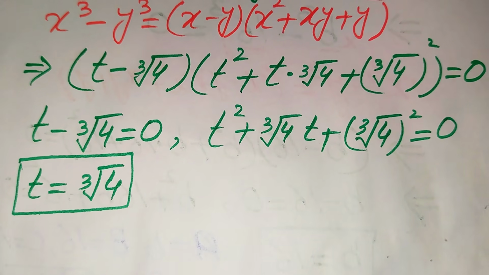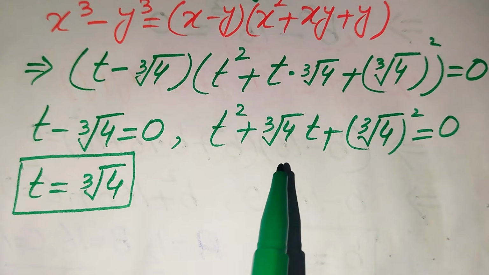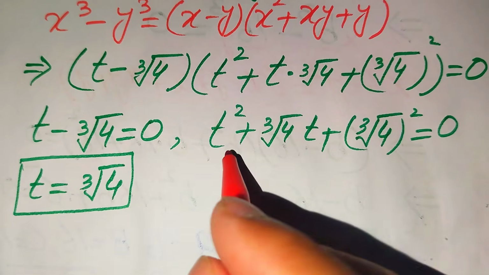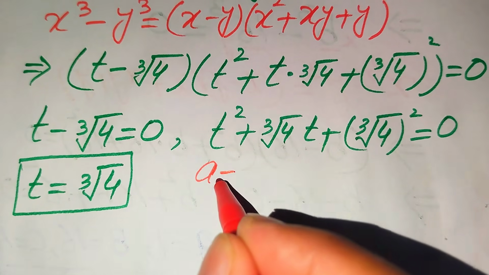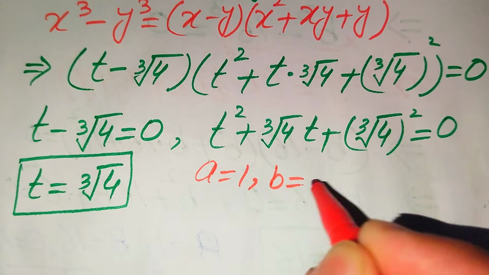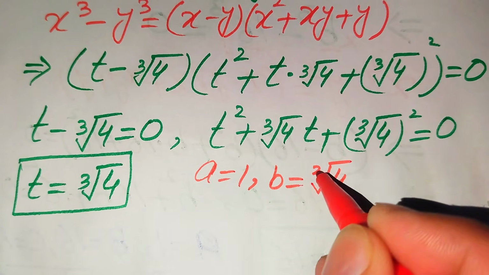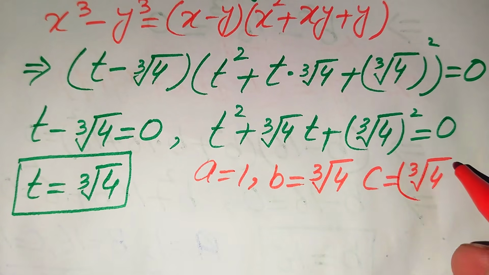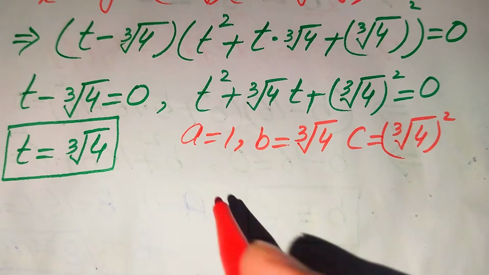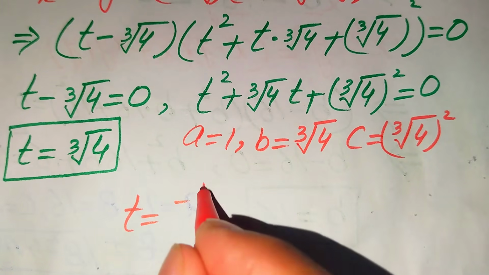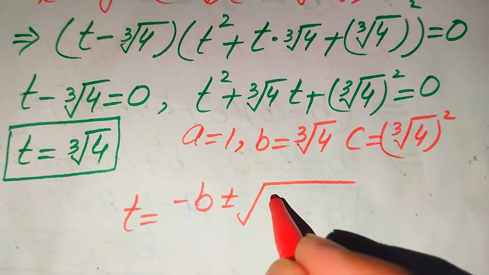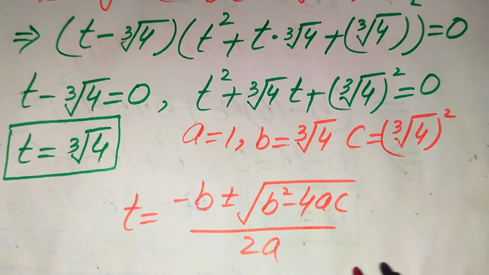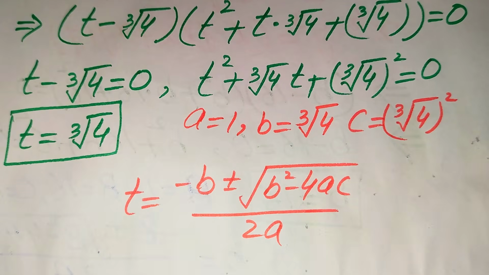And now, in order to find the other roots, we need to solve this quadratic equation. So it is quadratic with variable t. And now here we use the quadratic formula to solve this equation. For this we write the coefficients of this equation, and its coefficients are: a is equal to 1, b is equal to cube root of 4, and c is equal to cube root of 4 and its whole square. And now we state the quadratic formula as t is equal to minus b plus minus square root of b square minus 4 times ac, divided by 2 times a. This is our quadratic formula.